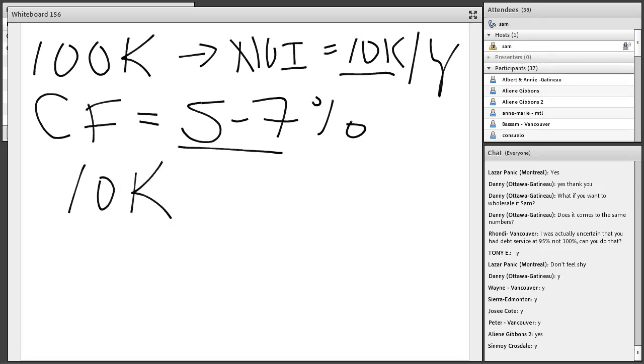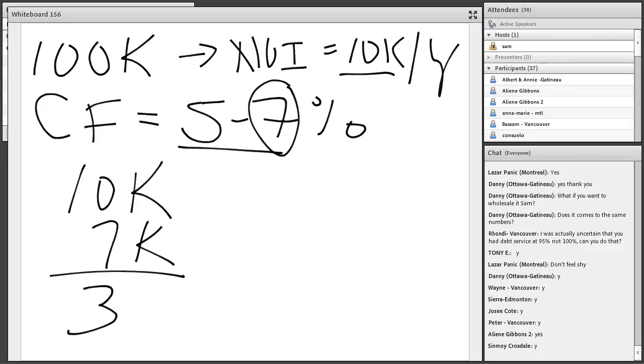Because if I'm making 10,000, right? So I'm making 10K. So look at this, 10K, and my financing, say, is even at the top end of this, 7. That means 7K is what it's costing me to finance. Then what do I make? 3K. What's my return on investment?